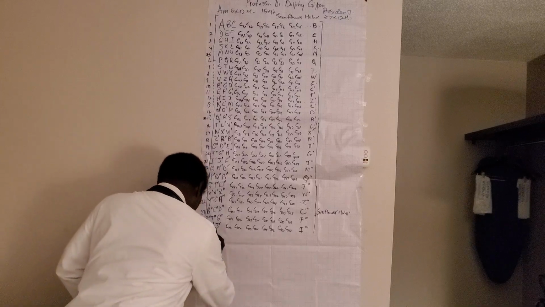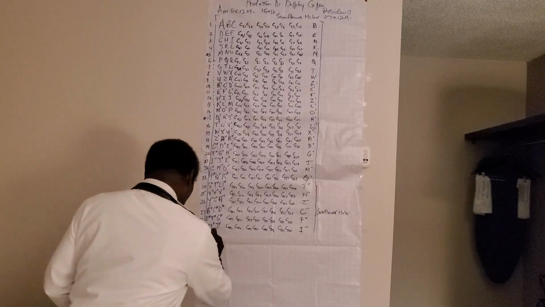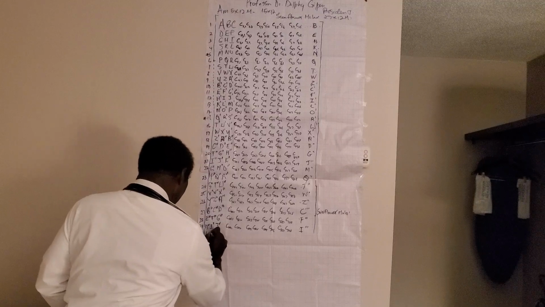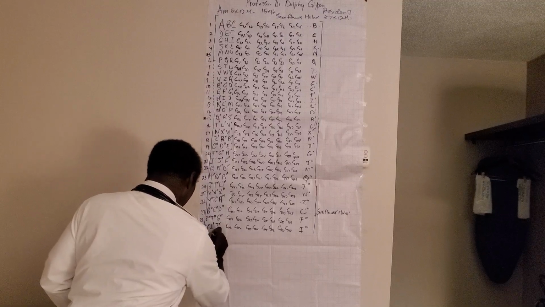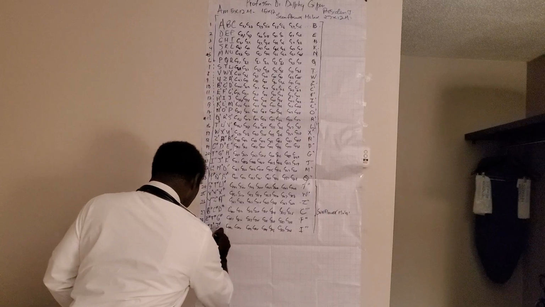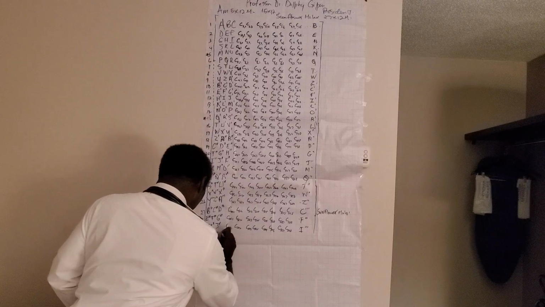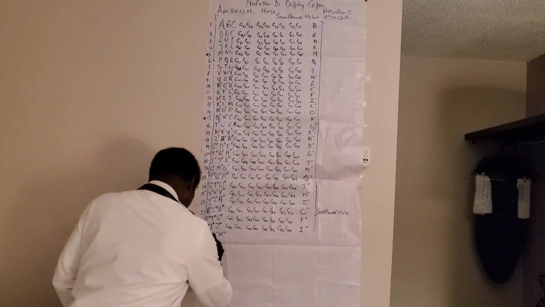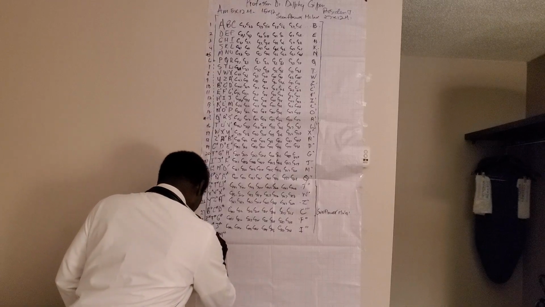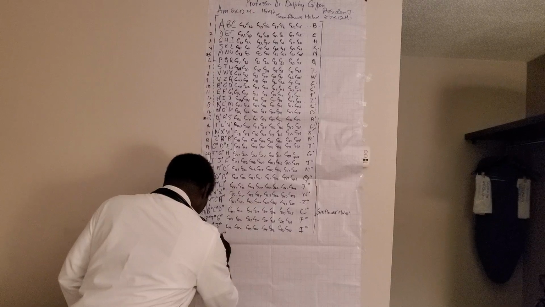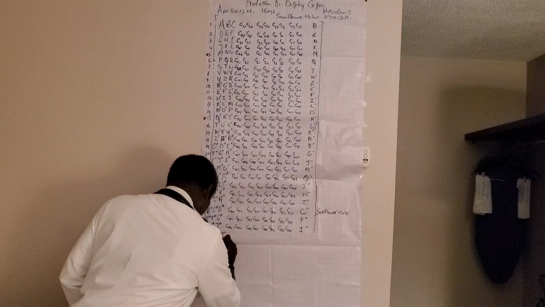So here we go now. H 29. So we could say now this would be K, M, N, O, P.